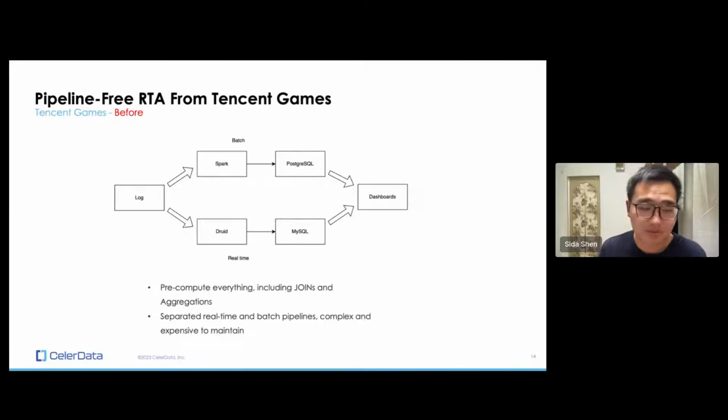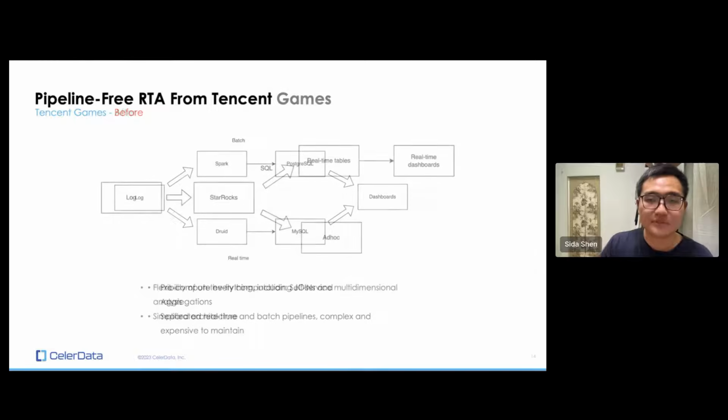And this creates a problem because whatever analytics you do, you need to create a pipeline for that first. So you cannot really do any multi-dimensional self-service analytics workload, right? And they were also running into problems with maintenance of the whole cluster, because there are two different pipelines for real-time and batch, and that's really complex and expensive for them to maintain, right?